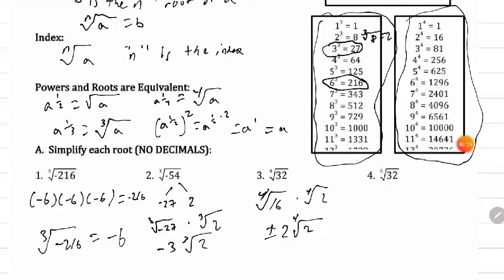Okay, number 4. The fifth root of 32. Now, if I made a list of fifth roots, you would notice that 2 to the fifth is 32. So this is just 2.